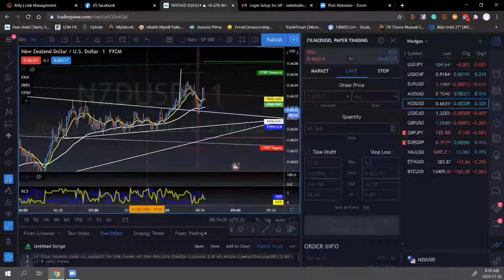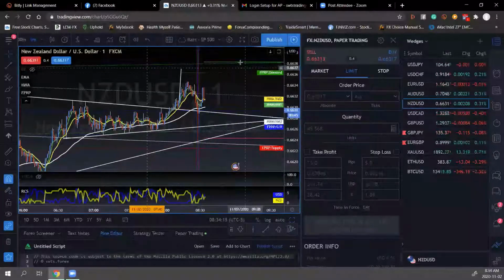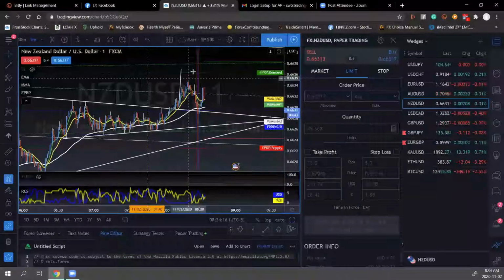66.50. See, I like that. I like that much better because this is a very tight entry. Like we're getting in on a 5 pip stop loss. But this would be a continuation pattern of that strong up move where you had the wedge at the end, which is where the wedge alert came in.